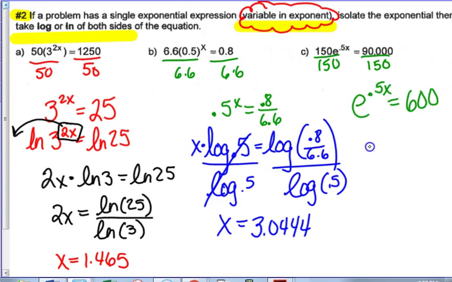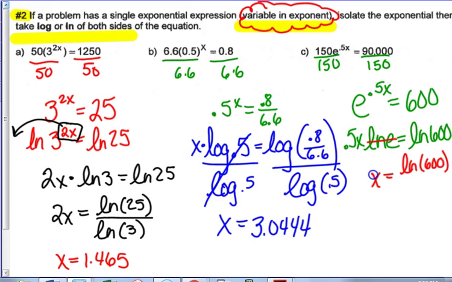Okay, when you take the ln and you put the 0.5 out front, 0.5x, why did we bother to use ln? Because the natural log of e is 1, right? So we didn't have to type that one in. So we're just going to get ln of 600, and then whatever that is divided by 0.5.